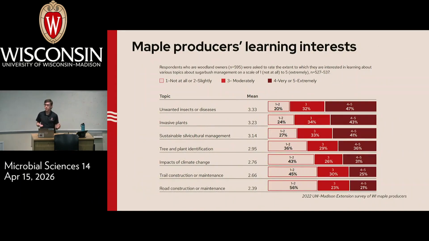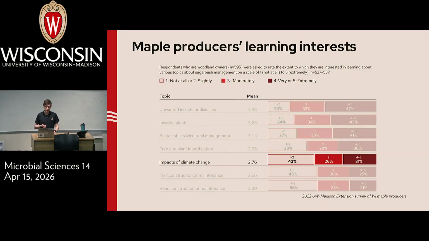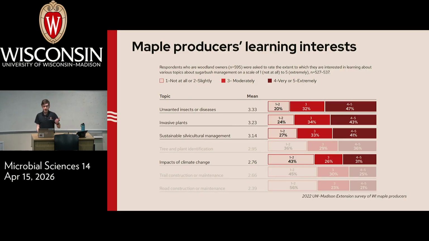Shortly before I started working for Extension in grad school, the team ran a survey of Wisconsin maple syrup producers to gauge their learning interests, among other things, and they found a similar thing here. For impacts of climate change, about 57% are at least moderately interested in learning about that, so there definitely is interest there. But unwanted insects or diseases, invasive plants, sustainable silvicultural management, all things that connect to climate change, had higher levels of interest.